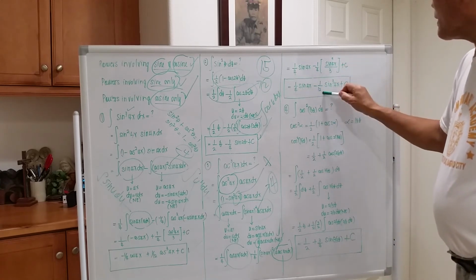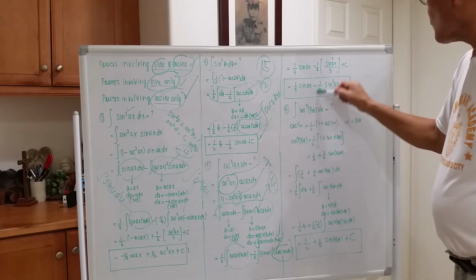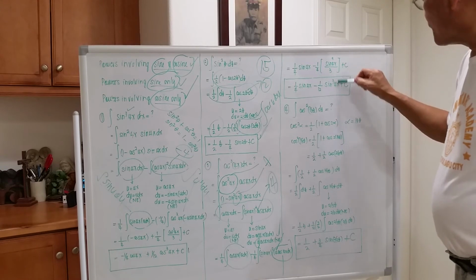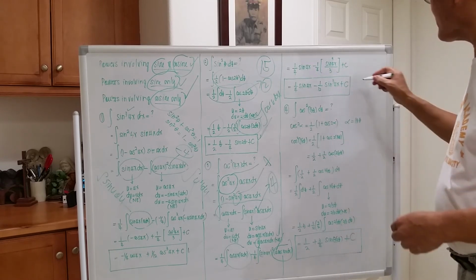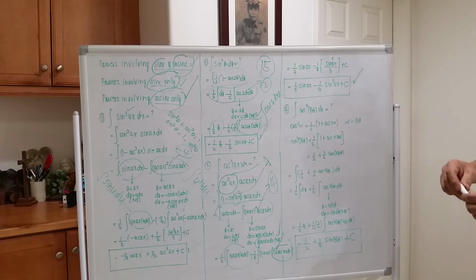4 times 3 is 12. So this is minus 1/12, the coefficient of the second part. Minus 1/12 sine cube of 4x plus c. That's the final answer. It's easy if you know your identities, right?